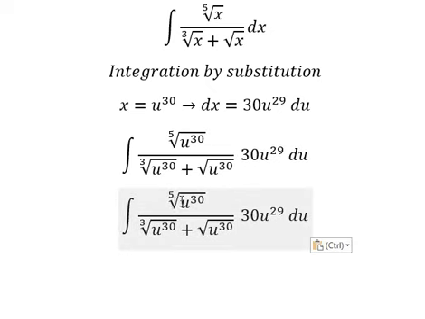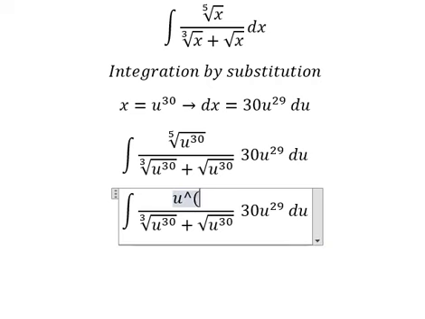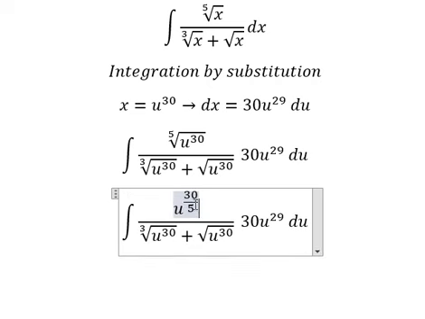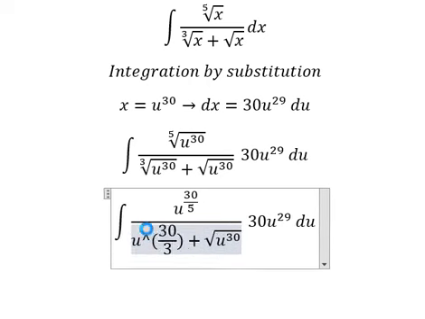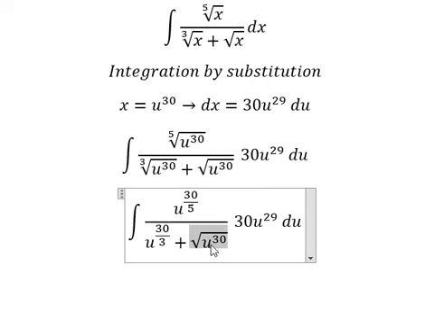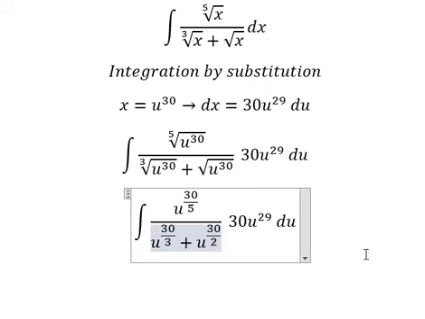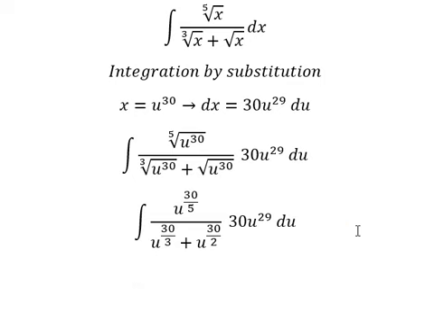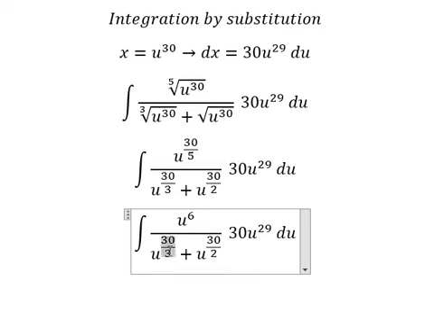So we know that this one we can put u to the power of 30 divided by 5. This one, u to the power of 30 divided by 3. And the last one, so this one we have 6, 10, and 15.